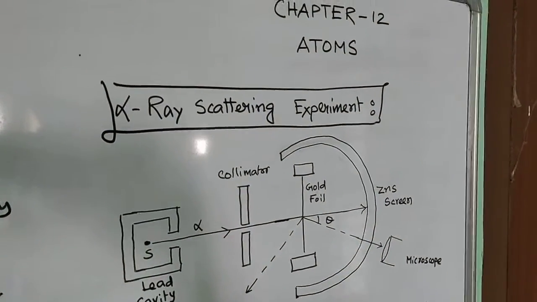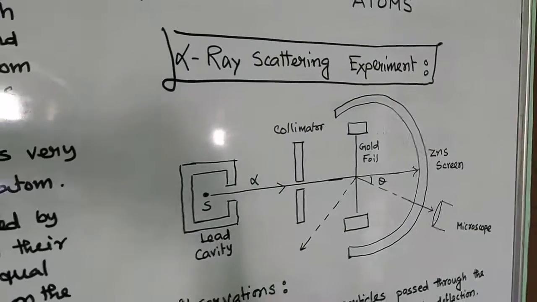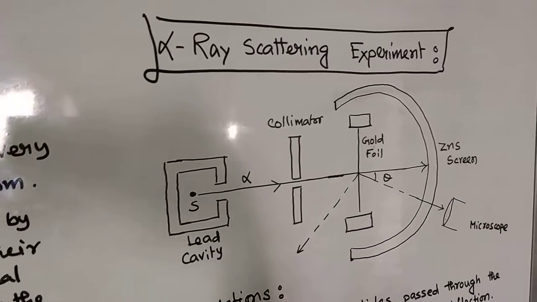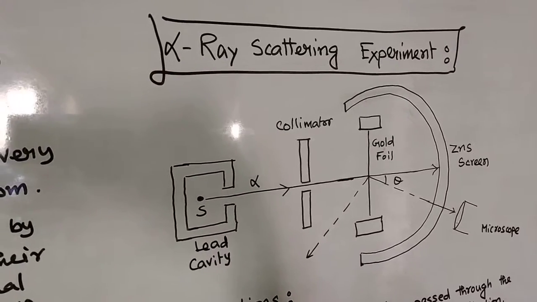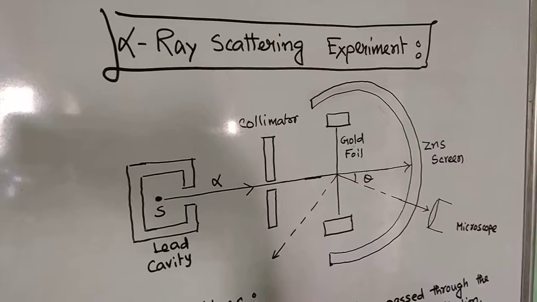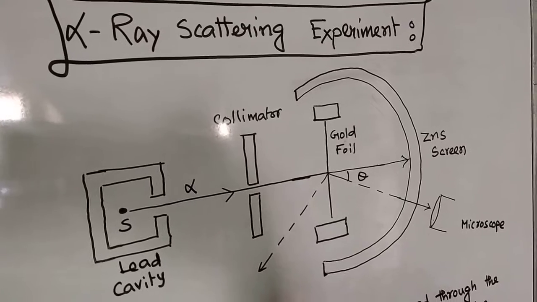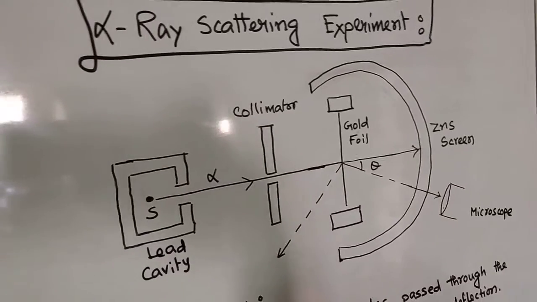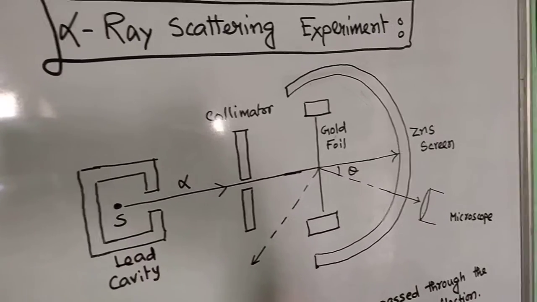Alpha ray scattering experiment. I think all of you know alpha particle is a positive charge particle. Now in the setup you see you have a lead cavity. Why have we chosen lead? Lead is the hardest material, and if we enclose any radioactive material inside the lead box, the radiation will not be able to come out. It gets trapped within the cavity. Now this lead cavity has a fine hole through which alpha particles come out, and S is the source of the alpha particle, which is a radioactive ray. It is a doubly ionized helium atom.